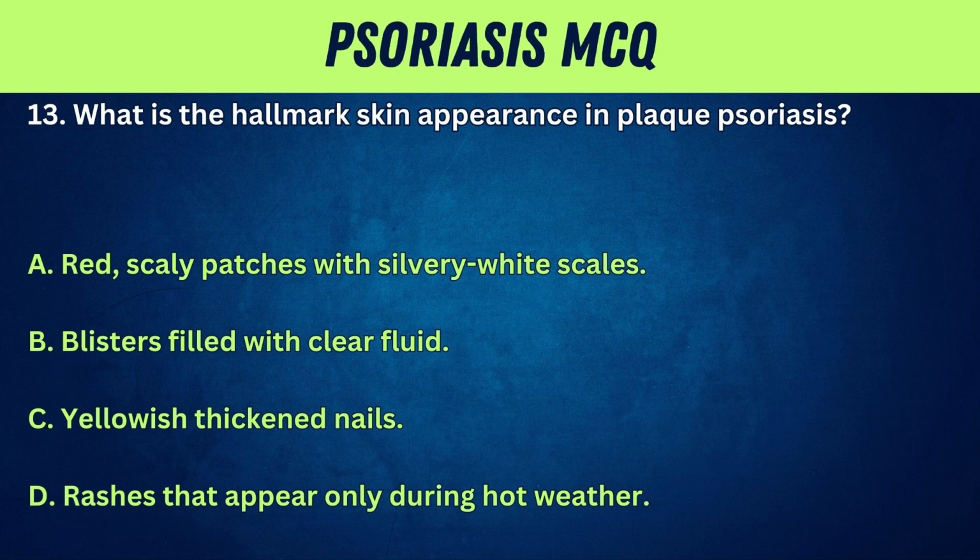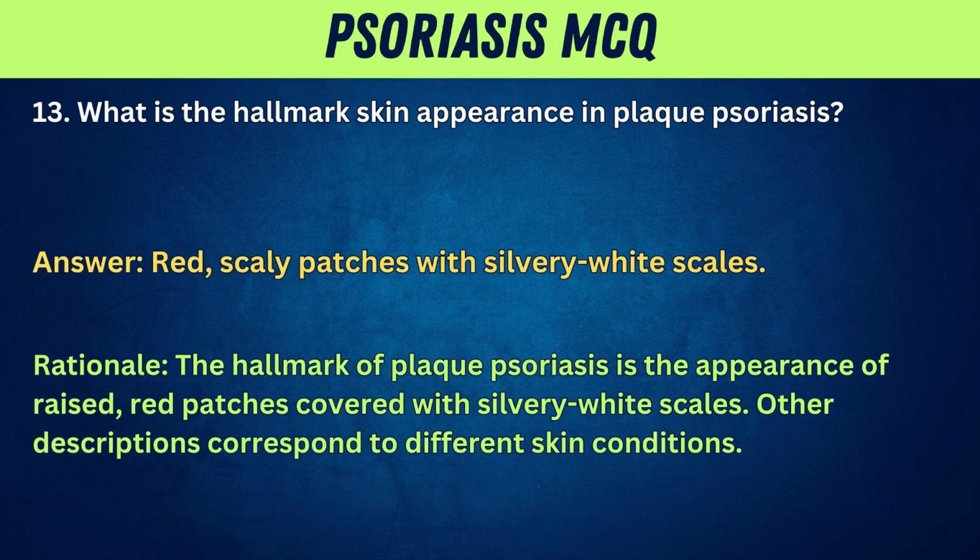13. What is the hallmark skin appearance in plaque psoriasis? A. Red, scaly patches with silvery white scales. B. Blisters filled with clear fluid. C. Yellowish thickened nails. D. Rashes that appear only during hot weather. Answer: red, scaly patches with silvery white scales.